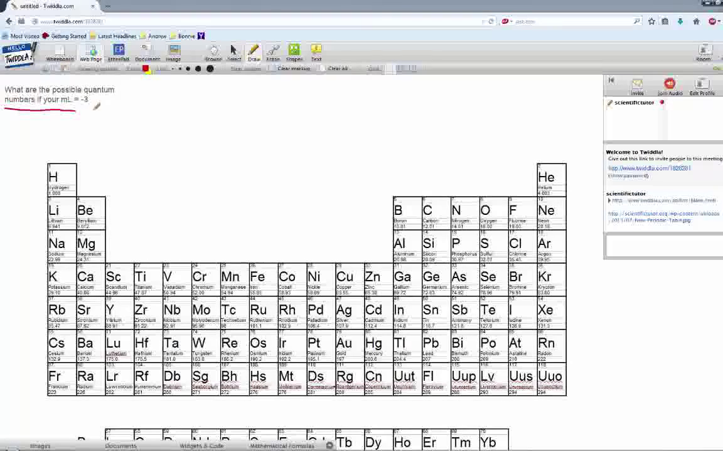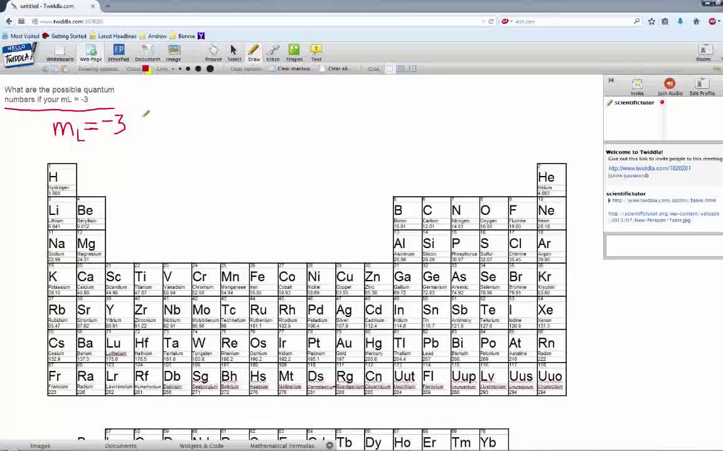This is the question we're going to answer for this video. What are your possible quantum numbers if your m sub L equals -3? First off, this was supposed to be written in the question as m sub L, with the little l as a subscript, equals -3, like this. But when I copied the text, the L got a little bigger.